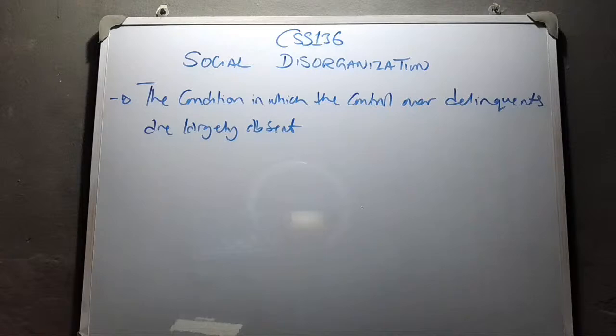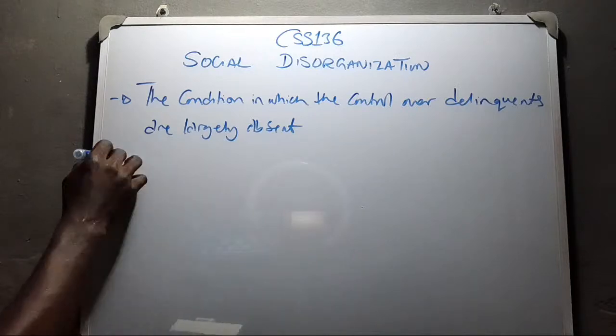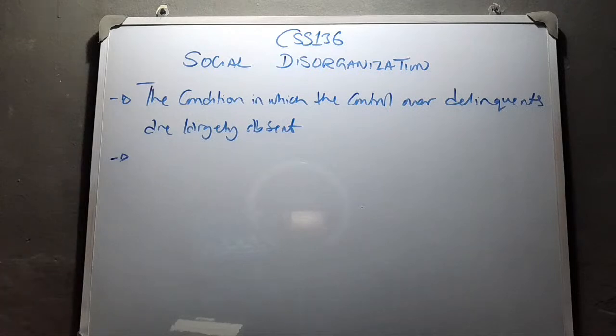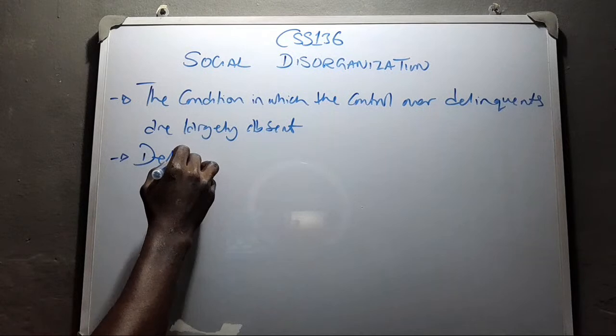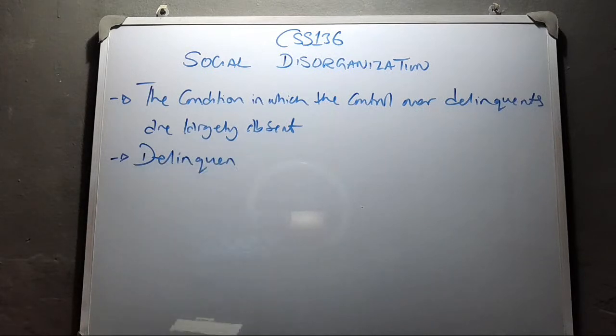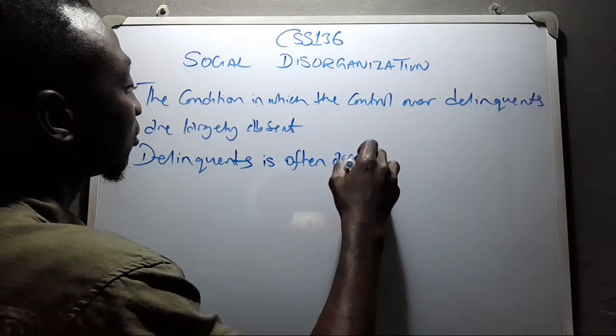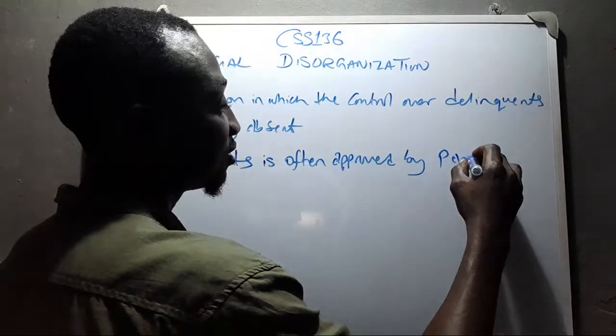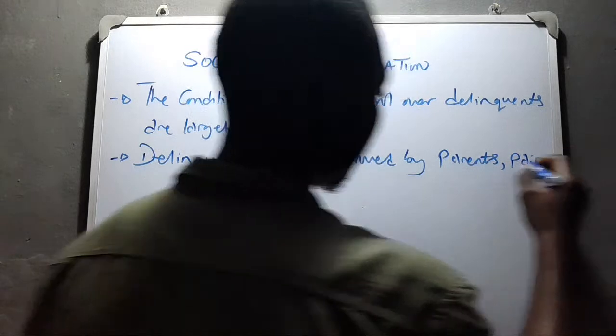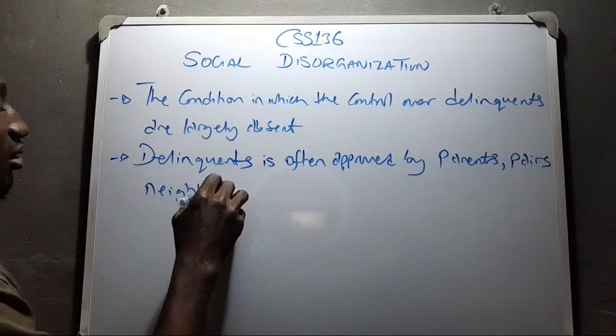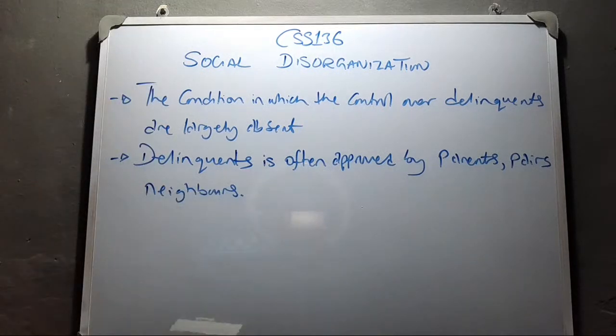Delinquency is usually or often approved by parents, neighbors, peers, etc. Delinquency does not just happen without the approval of parents, neighbors, peers, and so on. So delinquency is often approved by parents, peers, and neighbors.